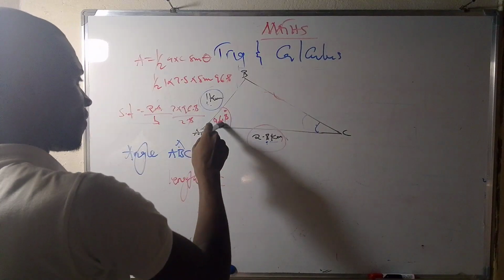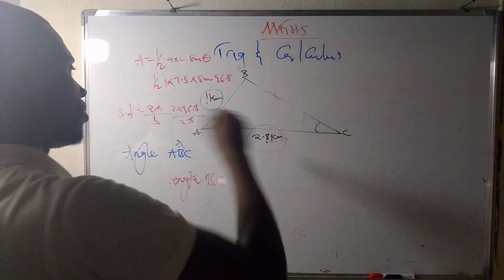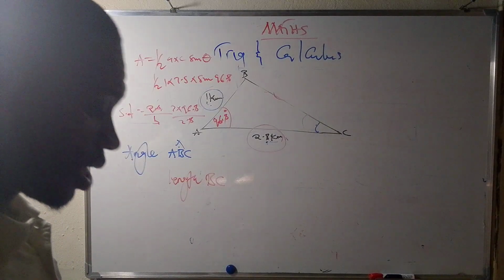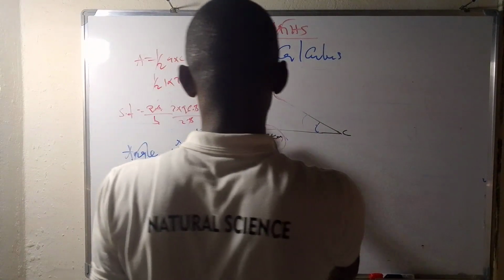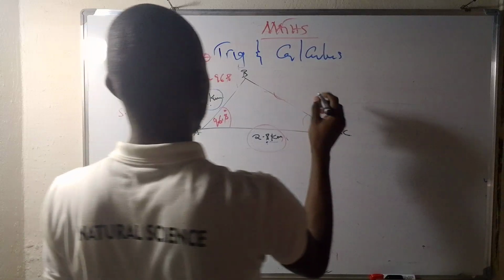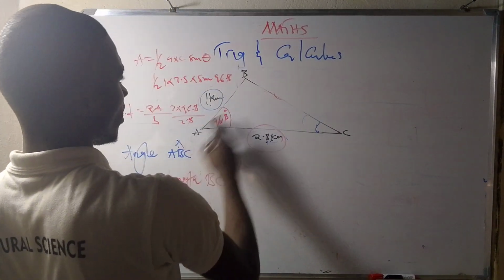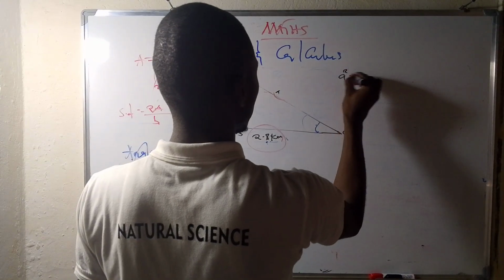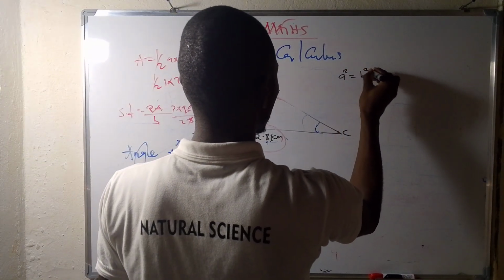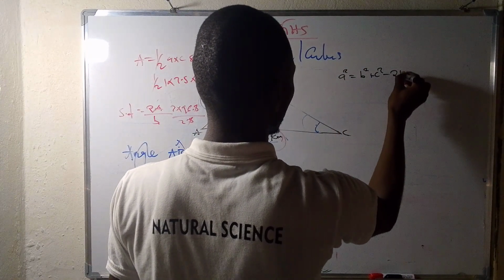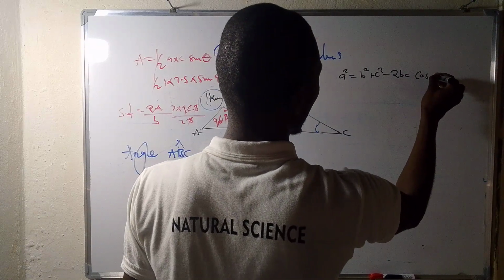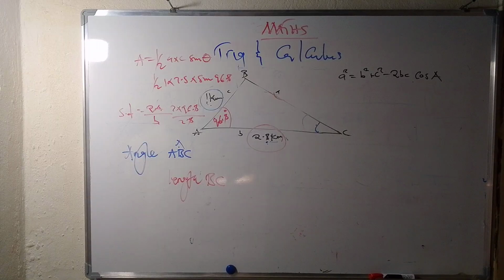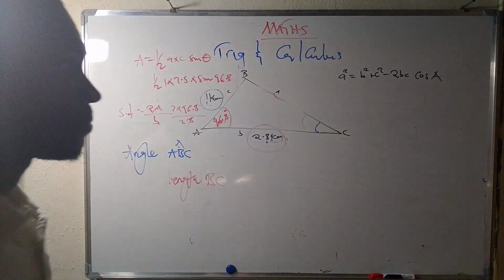But in this case we have this angle, there's no side, we have this side, no angle, this side, no angle. So I'm going to use what you call the cosine rule. Since I'm looking for BC, which is represented by small letter a, then b, then c, I'll say a squared is equal to b squared plus c squared minus 2bc cos A. So this one can be applicable there.